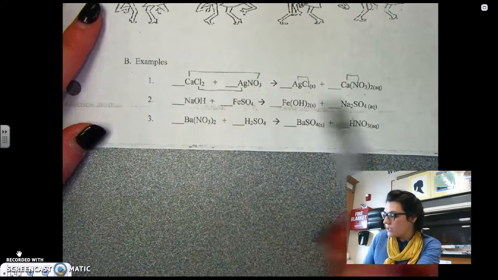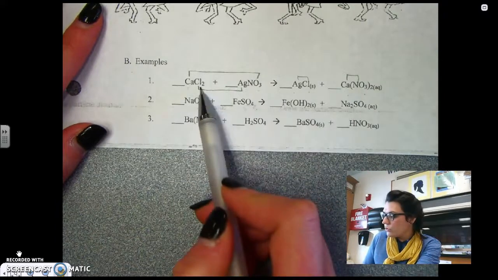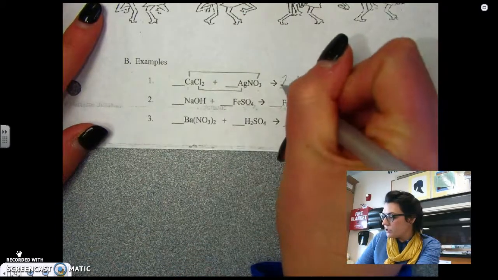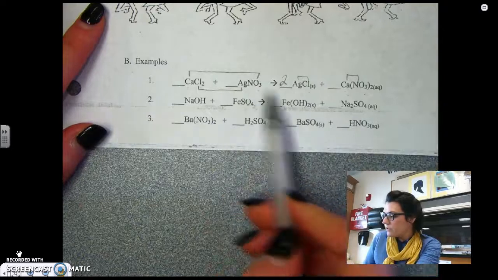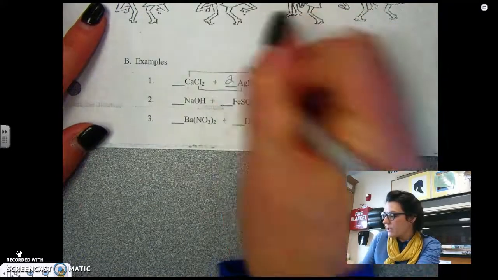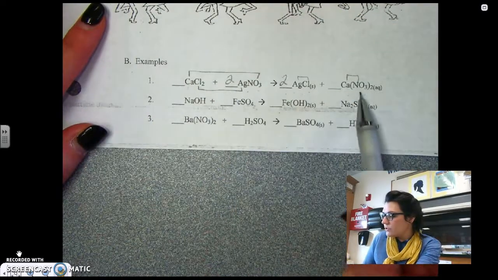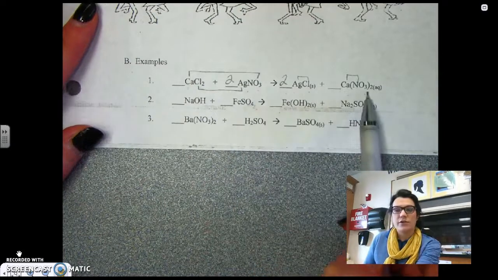So I have 1 calcium, 1 calcium, 2 chlorines, 1 chlorine, so I need to put a 2 here. 1 silver, 2 silvers, so I need to put a 2 here. 2 nitrogens, 2 nitrogens, 6 oxygens, 6 oxygens, so it's balanced.